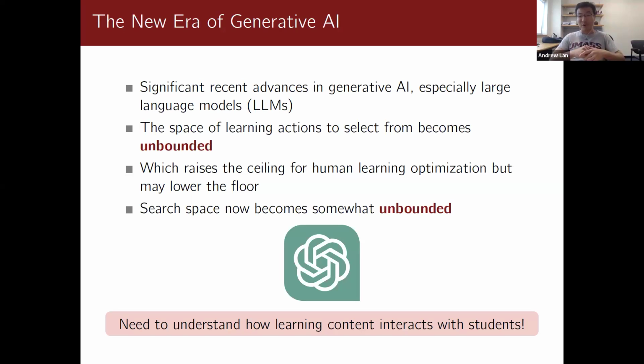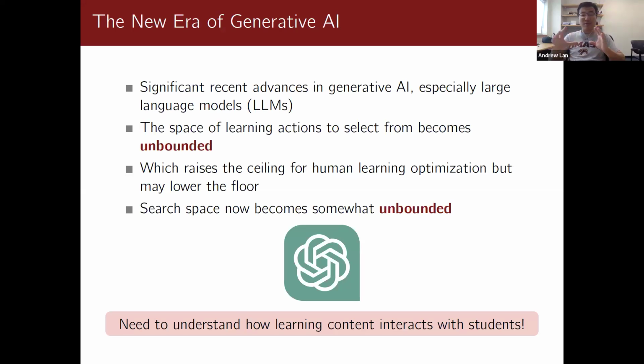And this is probably pretty challenging, in some sense, for an AI to figure out. So ultimately, in order to really fulfill the potential of generative AI, we need to have a very deep understanding of, number one, how learning content really works.